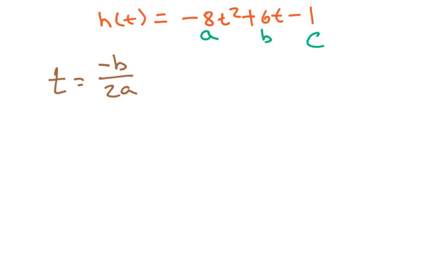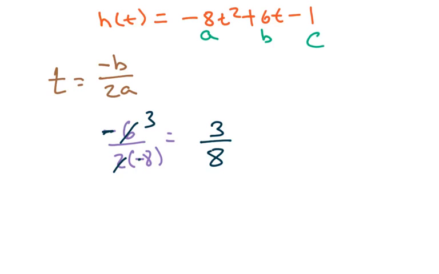We have negative 6 over 2 times negative 8. And then what I like to do is just say, okay, that and that cancel and gives me 3. So I'm left with 3 over 8. Negative and negative becomes a positive. So now I know that t is 3/8.